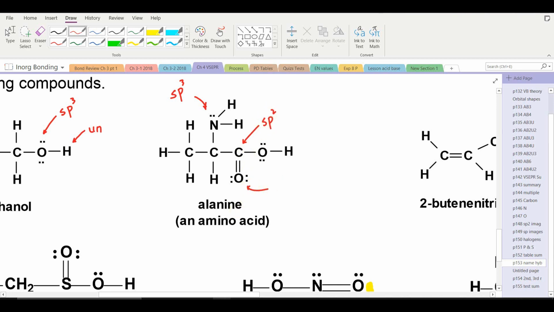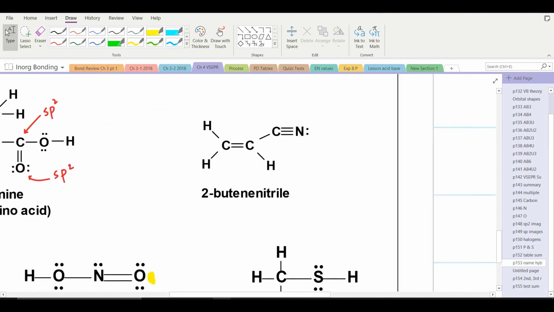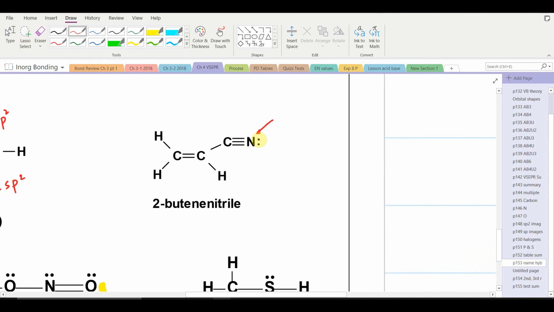What about this oxygen? Hybridization state. Well, count up the number of non-bonded electron pairs and the number of sigma bonds, because those require hybridized orbitals. Ignore the pi bond. There are 3 pairs of electrons that require hybridized orbitals. That's sp2 hybridized. Try 2-butene nitrile. What about this nitrogen? What's its hybridization state? Well, how many sigma bonds? You say 1, you're right. How many non-bonded pairs? 1. A total of 2 pairs of electrons that need hybridized orbitals. That would be sp hybridized.